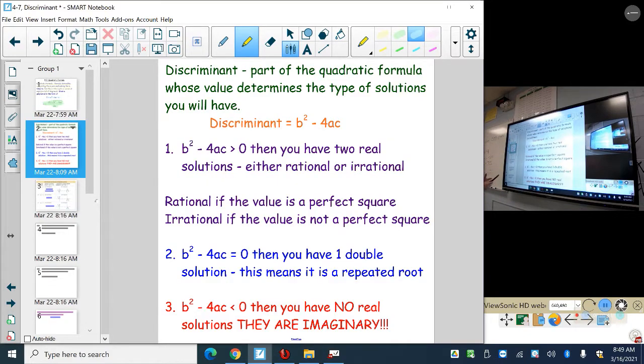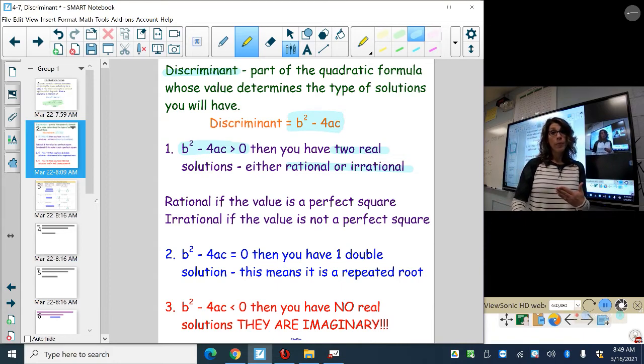Now, the discriminant is the part of the radical that is underneath the root. Okay, it's the b squared minus 4ac. And there are three scenarios. We have the scenario when x is greater than 0, when x is equal to 0, and when x is less than 0, x being the discriminant value. So when b squared minus 4ac is greater than 0, then you have two real roots. They're either rational or irrational.